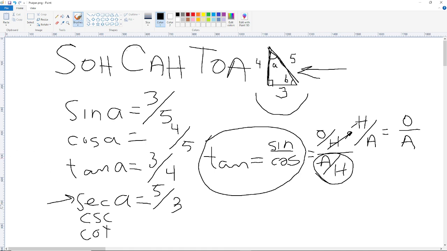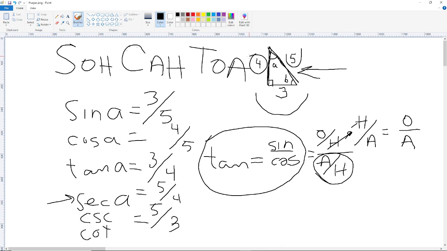And hold on. We made a mistake there. Secant actually goes with cosine. Cosecant is sine flipped, so that would be 5/3. Secant is cosine flipped. Instead of adjacent over hypotenuse, it's hypotenuse over adjacent. So in this case, the secant of A would be 5/4. That's the hypotenuse divided by the side next to the angle.